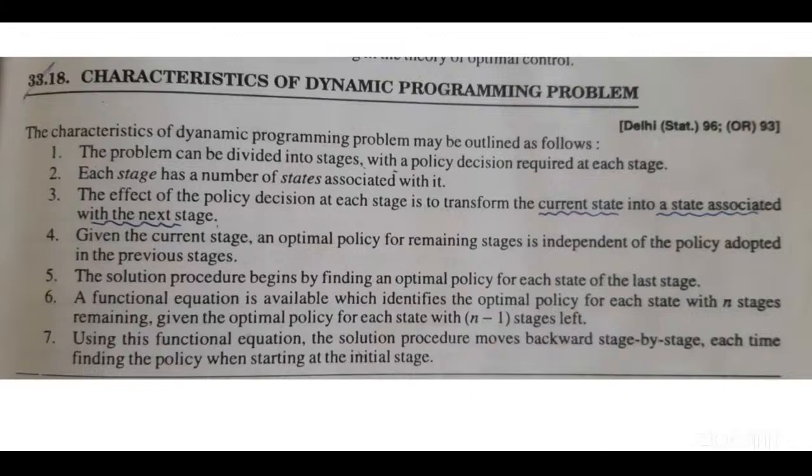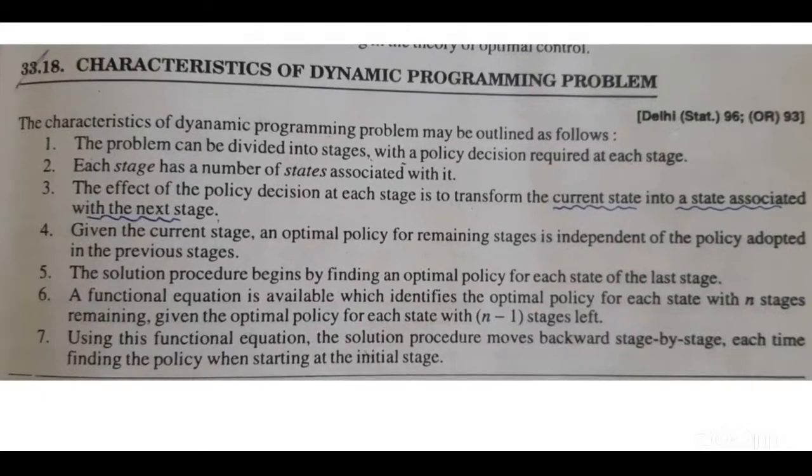And the third one, the effect of the policy decision at each stage is to transform the current state into a state associated with the next stage. As this is most important, this third point, I will read once again. The effect of the policy decision at each stage is to transform the current state into a state associated with the next stage. Given the current stage, an optimal policy for remaining stages is independent of the policy adopted in the previous stages.